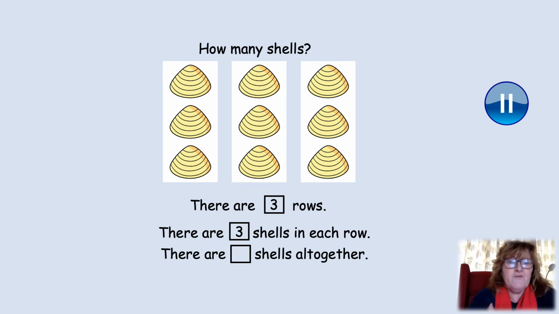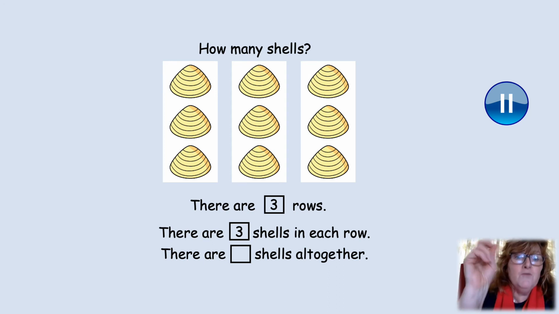Oh, do I do double 3 then? Well, double 3 give me my answer. 3 add 3 is 6. No, it doesn't, does it? I've got 3 lots of 3. I've got 3 groups of 3.